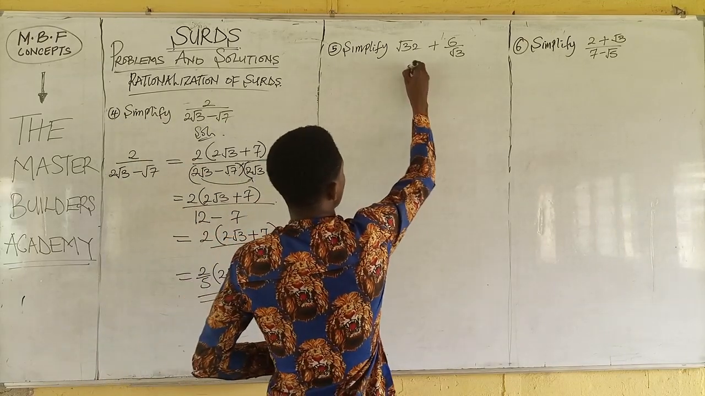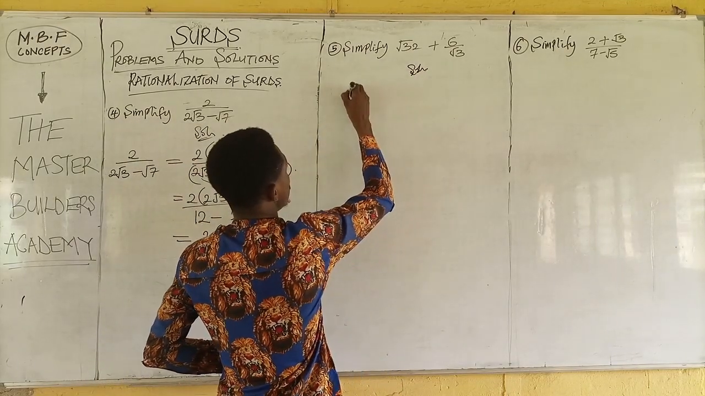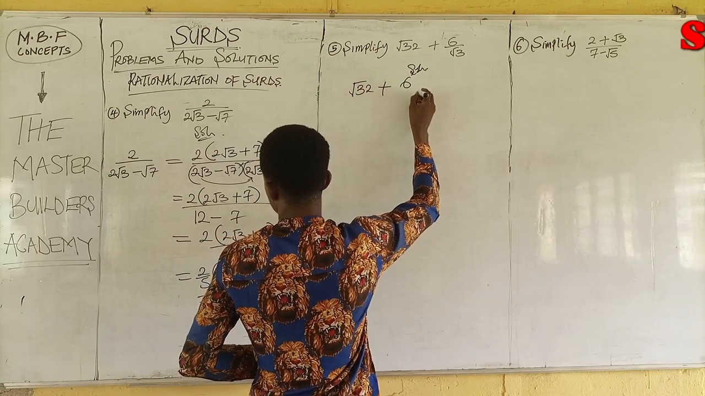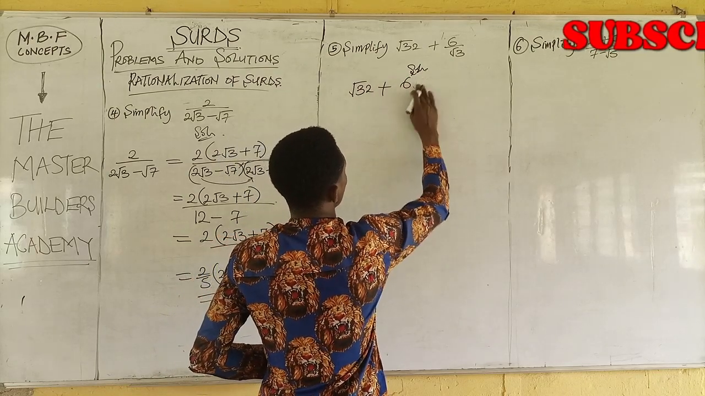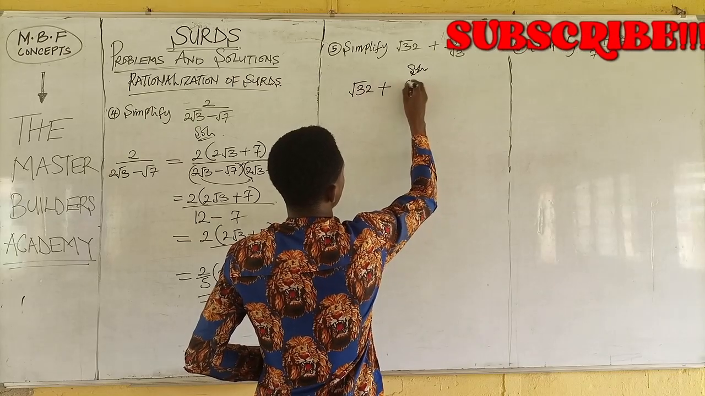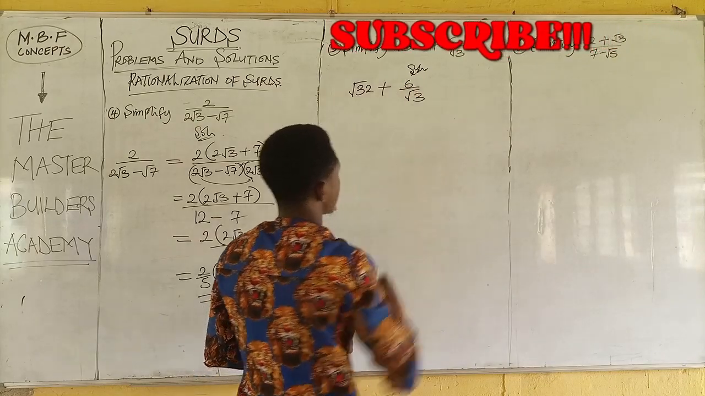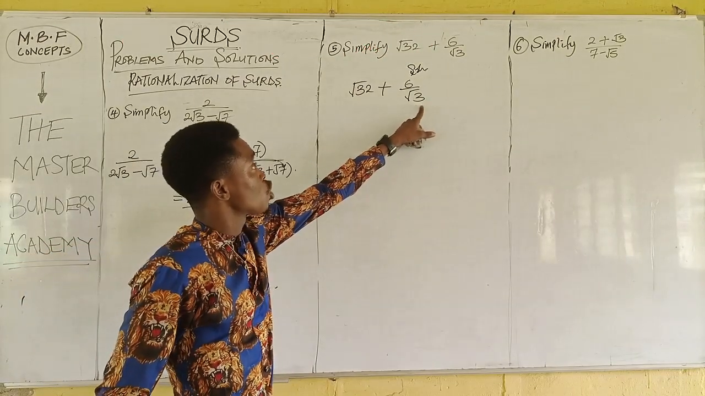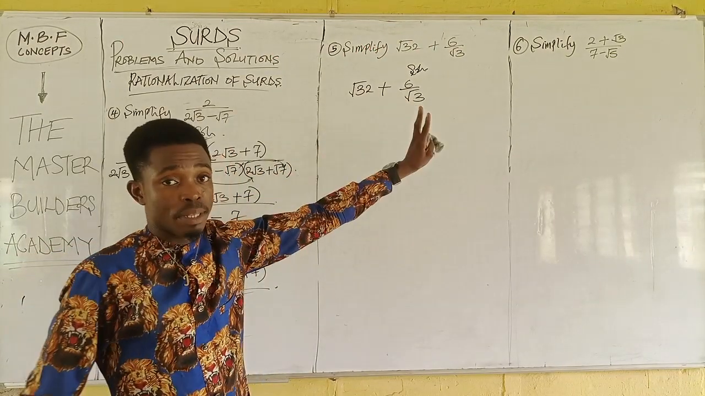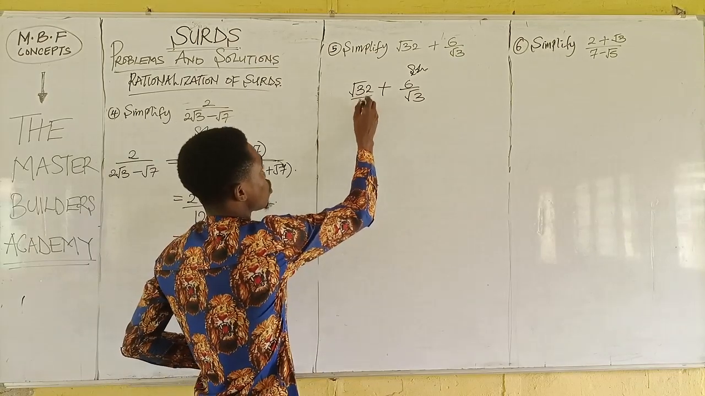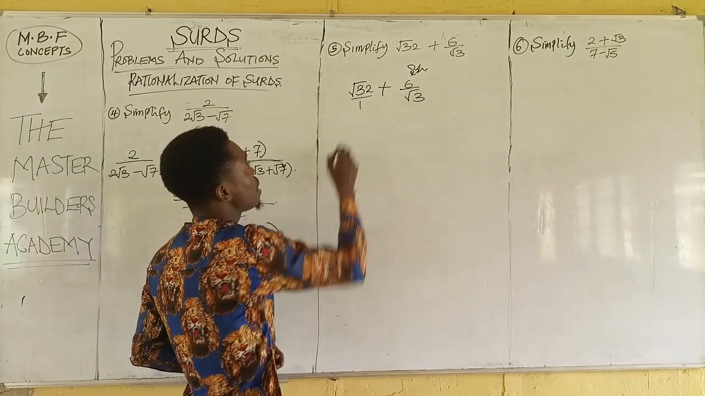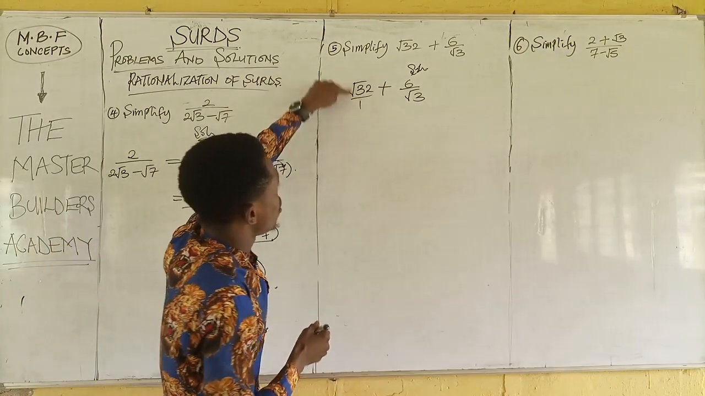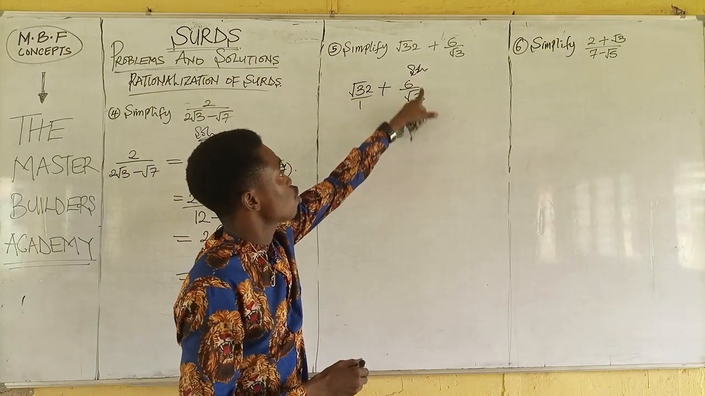Okay, now let's go. Now this is root 32 plus 6 over root 3. Guys, there is nothing to kill yourself about here. Now you see that this root here does not affect the two terms, right? This root 32 in its fractional form is root 32 over 1, right? So 32 in its fractional form is 32 over 1 plus 6 over root 3.